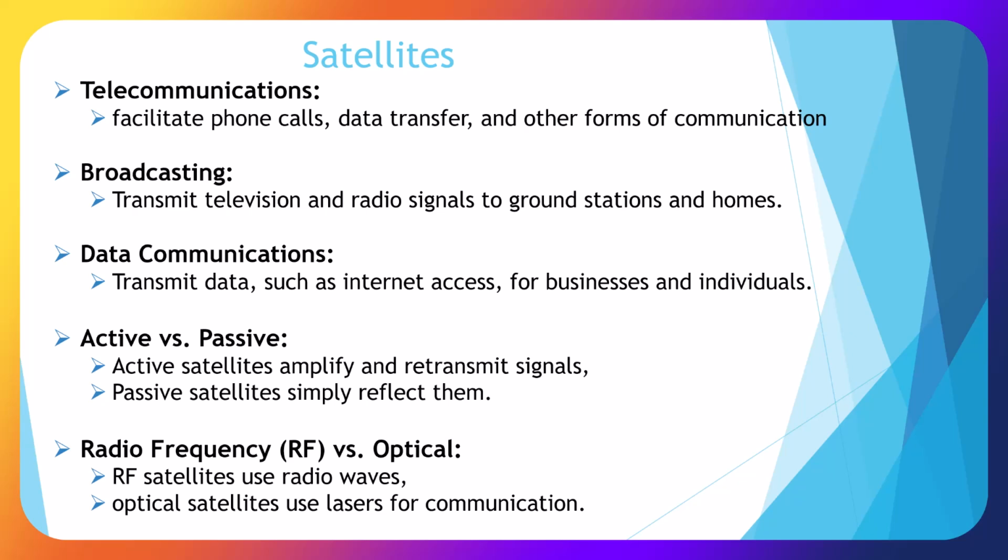So, active versus passive. Active satellites amplify and retransmit the signals. Passive satellites simply reflect them. Radio frequency, RF, versus optical: RF satellites use radio waves, and optical satellites use lasers for communication.